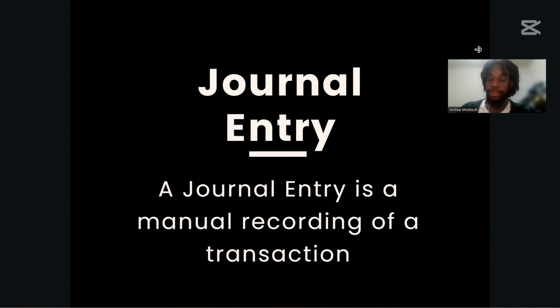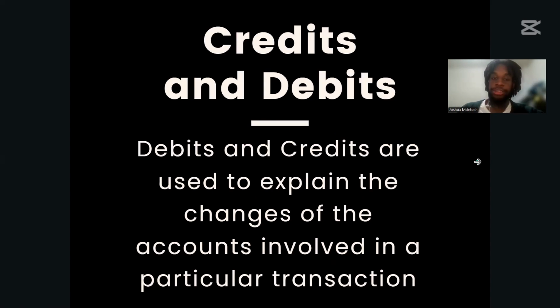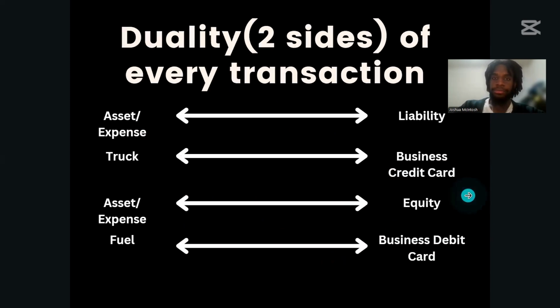When you think of a journal entry, 90% of the time it's going to be you manually entering the journal entry in. Credits or debits are used to explain the changes of the accounts involved in a particular transaction. Like in the beginning, every transaction has two sides to it. For example, I can fund my truck using my business credit card, other people's money, and the liability would be a source of income, and the destination will be your truck.